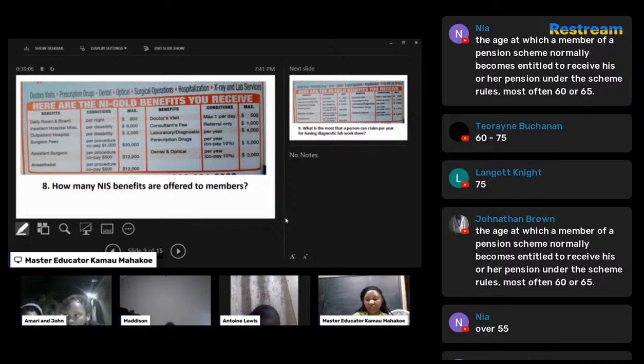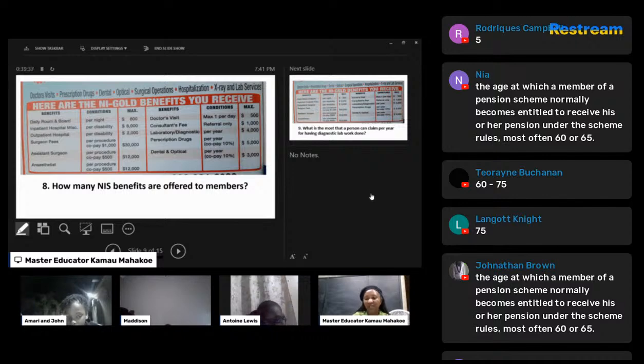While Amari is checking that up, Nia was saying for the pension age, Nia and Jonathan have the same definition: the age at which a member of a pension scheme normally becomes entitled to receive his or her pension under the scheme rules, most often 60 or 65. And Jalil said retirement age is the age at which people usually stop working, usually when they are eligible for Social Security or a pension. Go ahead, Amari.